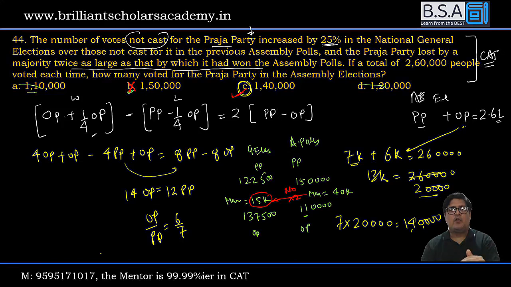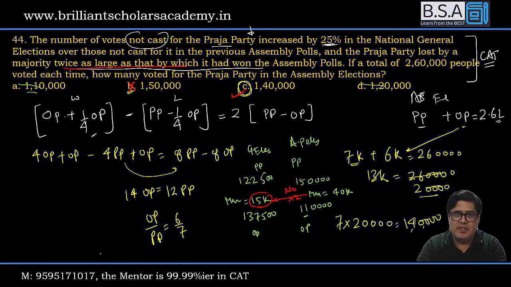1,37,500. So the Praja Party's vote, 1,22,500, I subtracted from 2,06,000. The gap is 15,000. The margin is 15,000. Is the margin double? No. The question clearly says the margin of loss is double the margin of win.